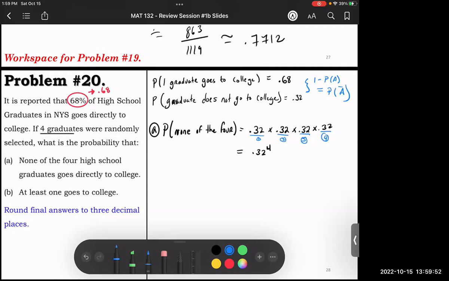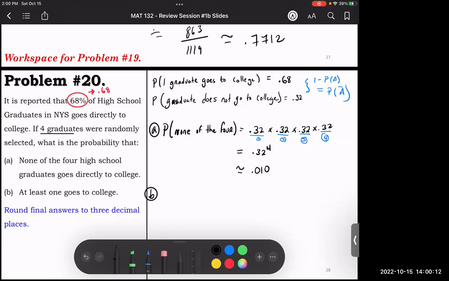All right, so if you compute it in any way that you want, 0.32 to the 4th or 0.32 times itself 4 times, when you round it to 3 decimal places, you get 0.010. And that's it, done.